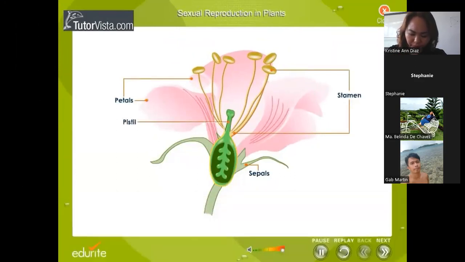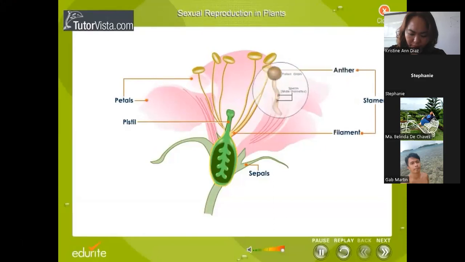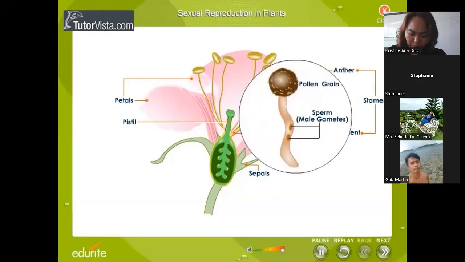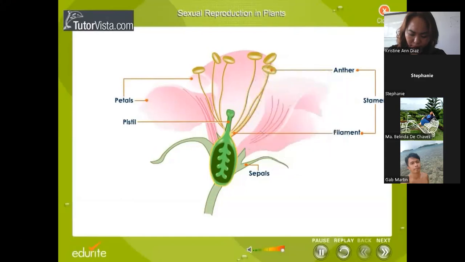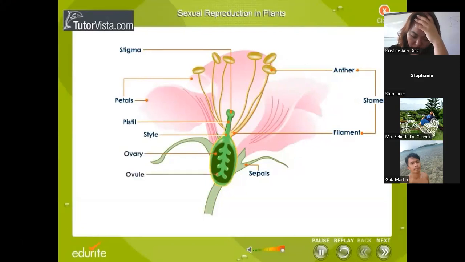The stamen, which is the male part of the plant, consists of the filament and the anther. The anther has pollen grains that contain the male gametes. The female part of the plant is made up of the stigma, the style, and the ovary. The ovary has ovules which contain the female gametes.